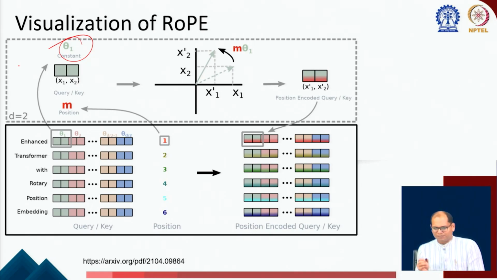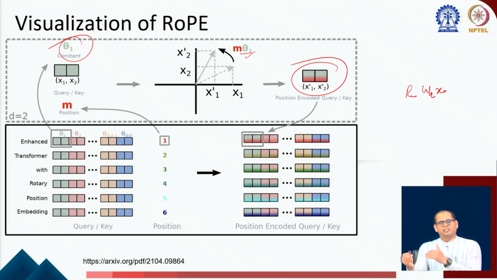Now depending on the position, if I am at position m, for this word I take the original embedding, the query embedding, and rotate by m theta 1. Same for key. So this will be the position-encoded query and key, where I take the original embedding, multiply by W q or W k, and then do the rotation. So this is the process, and that's why rotation needs only d by 2 angles, where d is not the model dimension, d is the dimension of the query or key.